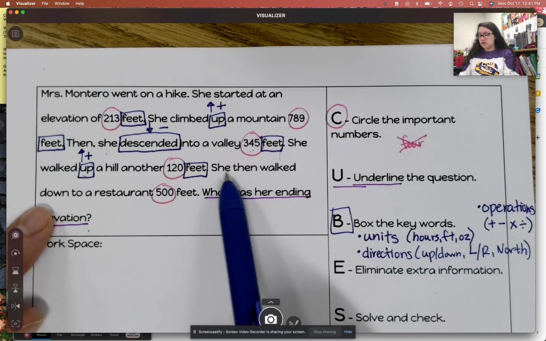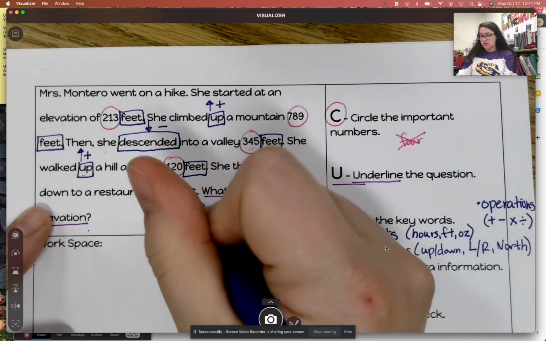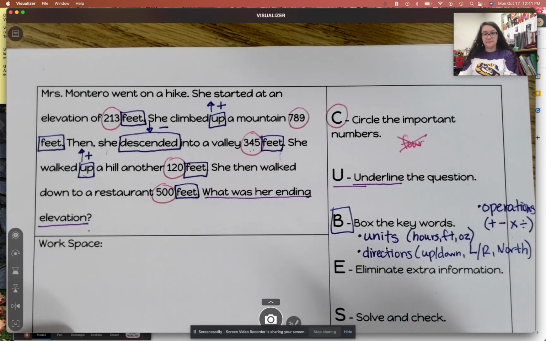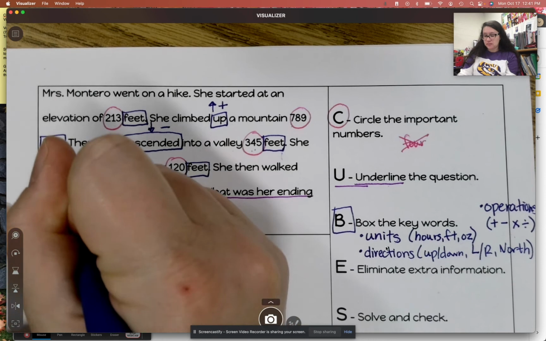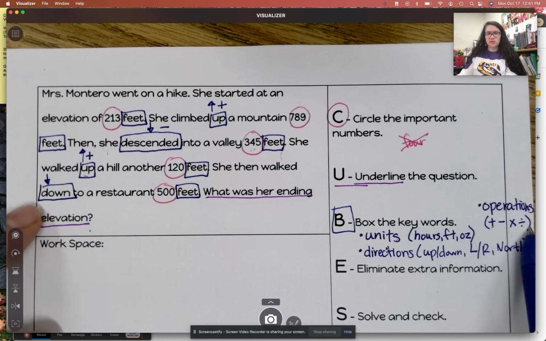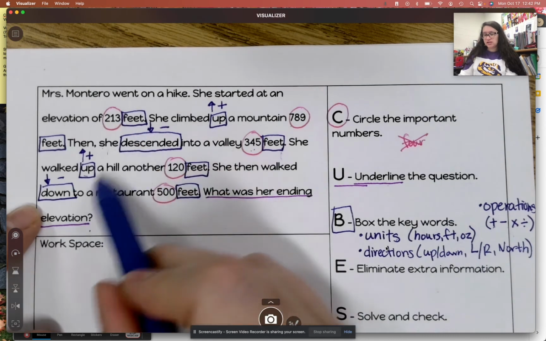Our next sentence, she then walked down to a restaurant 500 feet. There's my unit again. What else is important? Down. What operation, add, subtract, multiply, or divide, goes with the word down? Minus, just like descend.